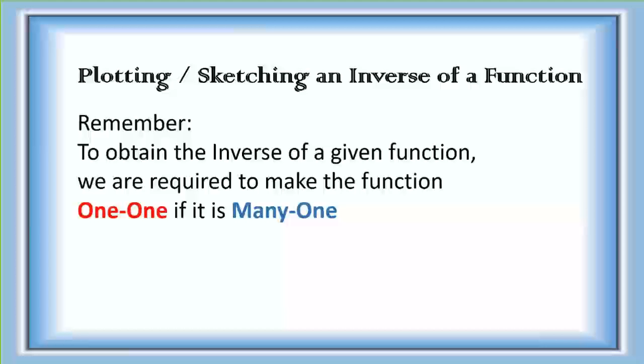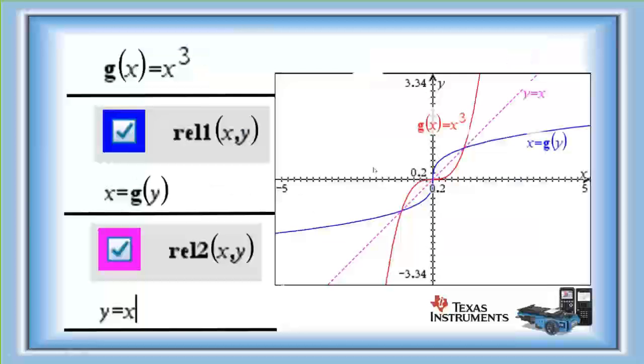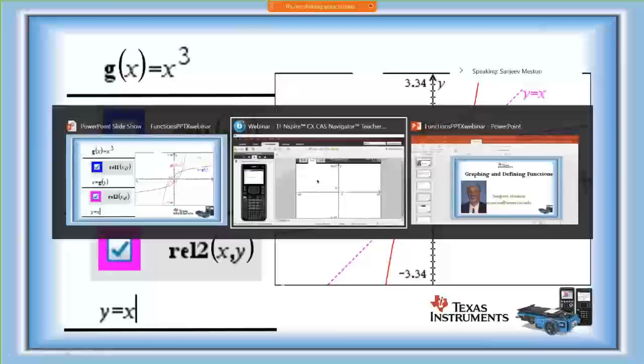I'll move on to sketching the graph for an inverse of a function. And obviously to get the inverse, we know it has to be 1-to-1. If it is many-to-1, we'll have to restrict the domain. But I'll first show the basic shape of how we can get the inverse. So I've gone into the option and we'll graph a function here. So I've grabbed the function x cubed. So I can see my red graph is the x cubed graph. And now I'm going to actually jump to my calculator and show you there.